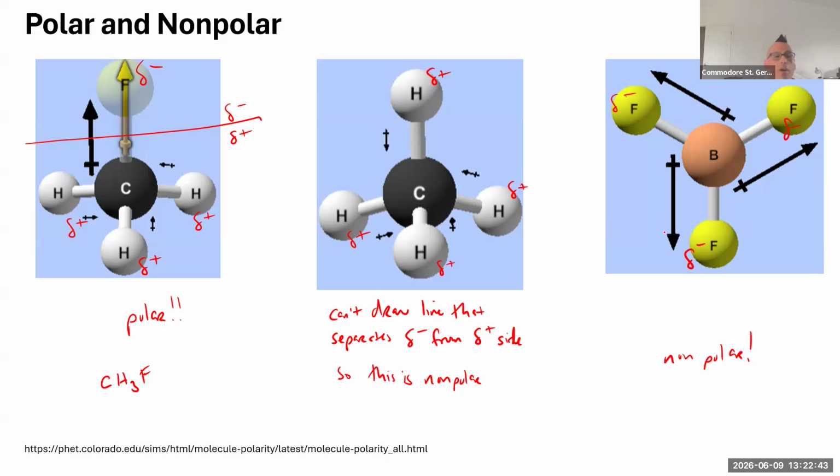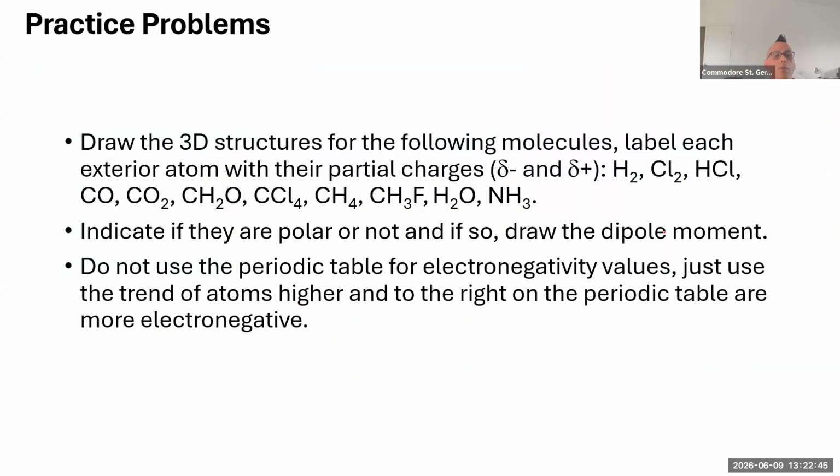All right. Okay, let's do some practice problems. So basically we're going to draw 3D structures for all of them and label the positive and negative side. If we can draw a line that separates the positive side from the negative side, then it's polar, and we're going to draw the dipole moment. And again, don't use the periodic table for the electronegativity values. Use the trends: atoms that are higher and to the right are more electronegative.